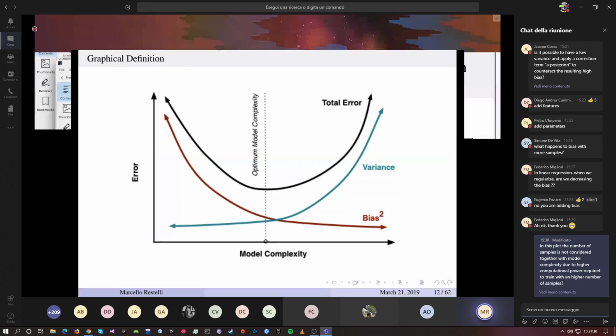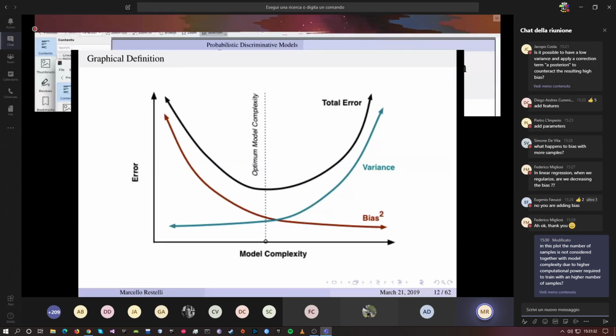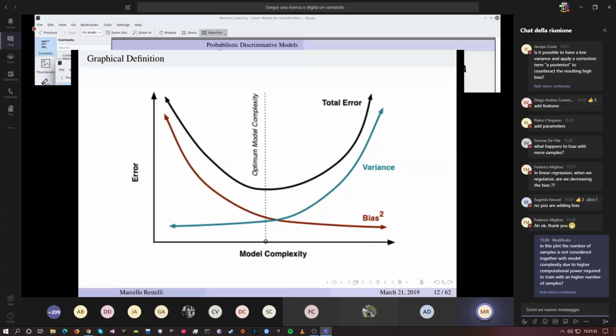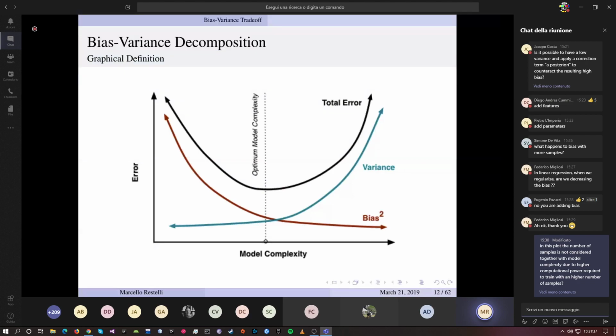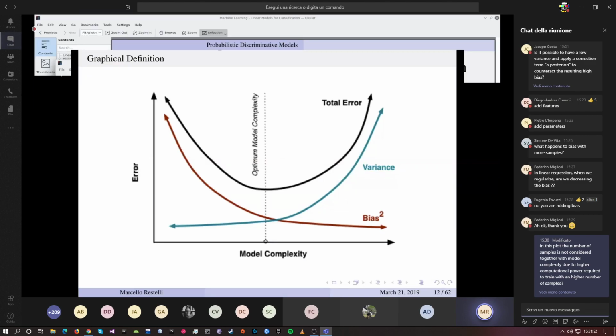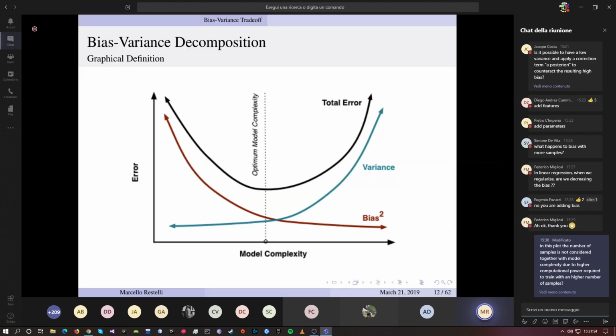But of course, you do not know how complex the model can be given the samples. You need some procedures to evaluate the best model complexity, because there is a problem. You are able to measure neither the variance nor the bias squared. So you want to optimize the black line, that is the sum of the green line and the red line, but unfortunately you cannot measure this.